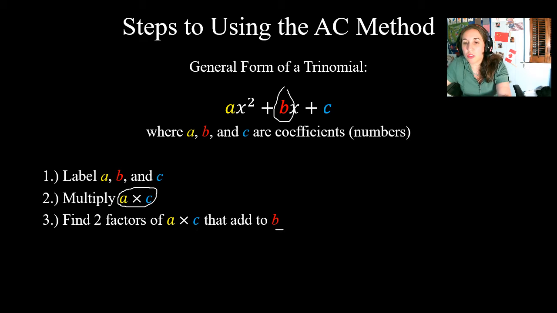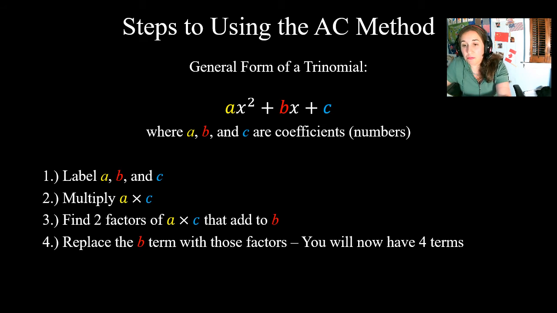And that's the undoing of the foiling, okay? And the more you do this, the more you'll see how it's undoing foiling. And then, once we've found those factors, we're going to replace the b term with those factors. So now we'll wind up having a 4-term polynomial. And don't worry, right now just listen.